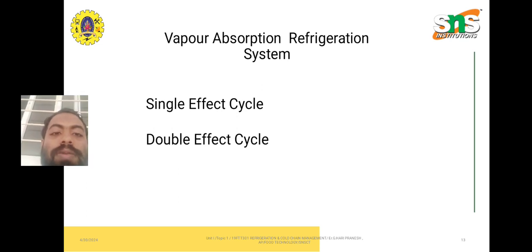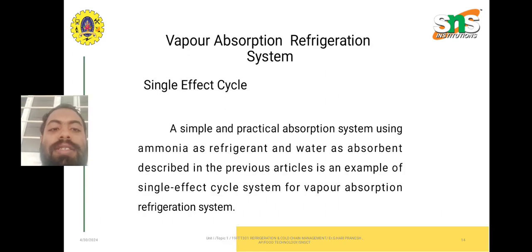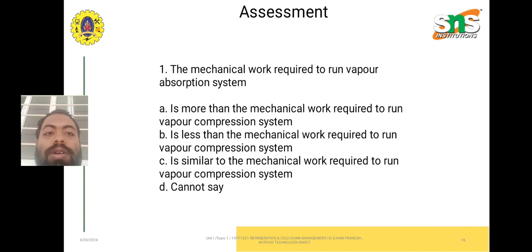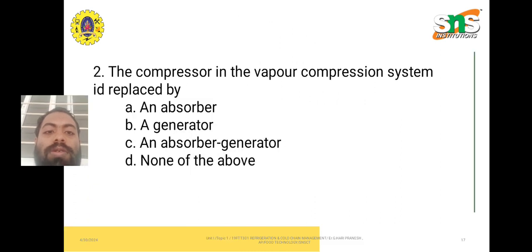The vapor absorption system is divided into two types. One is the single effect cycle and the next is the double effect cycle. In a single effect cycle, the simple and practical absorption system using ammonia as refrigerant and water as absorbent, as described in the previous examples, is a single effect cycle system for vapor absorption refrigeration. Next is the double effect cycle. If the heat is supplied in two stages, then the system is called a two-stage or double effect cycle of operation. Okay, thank you.